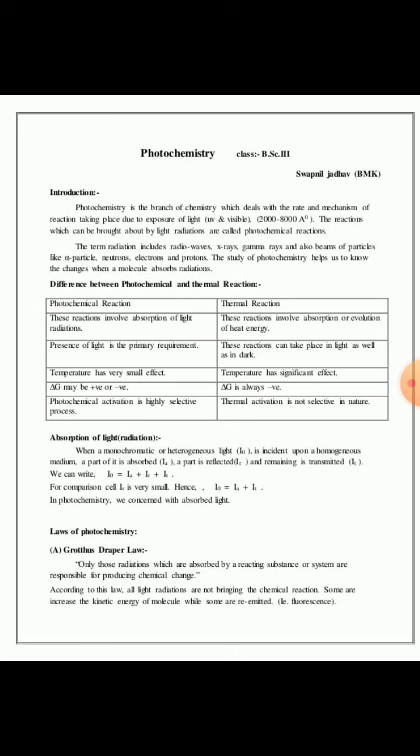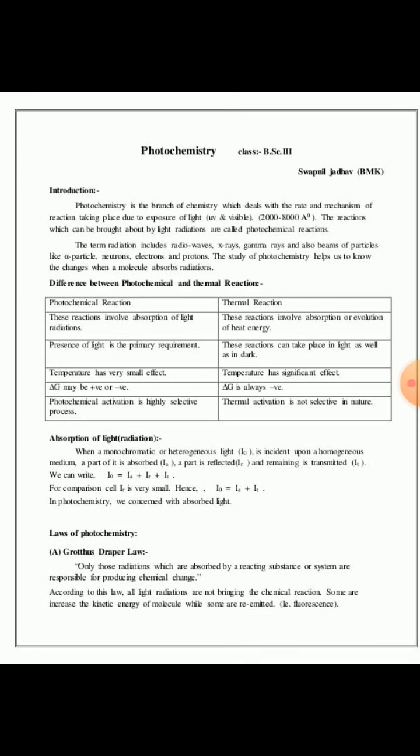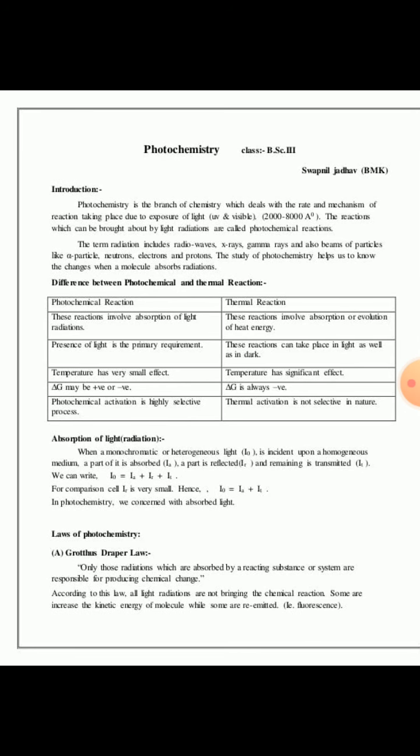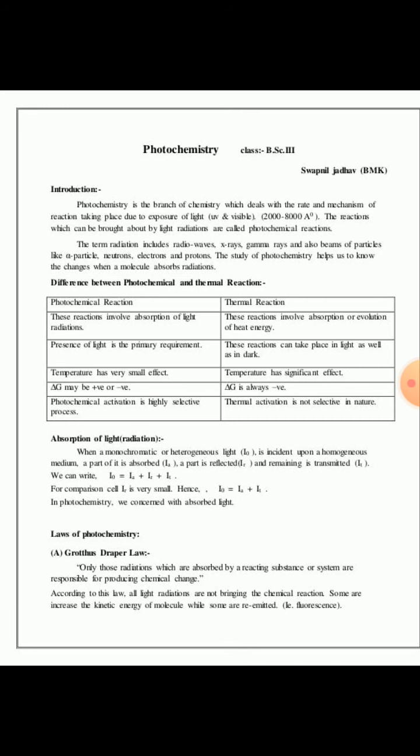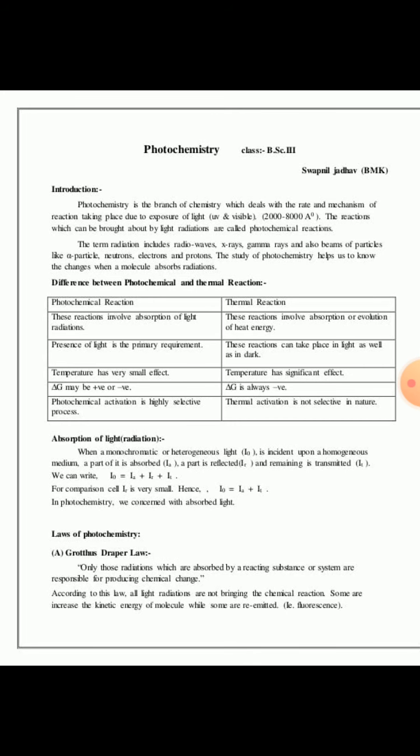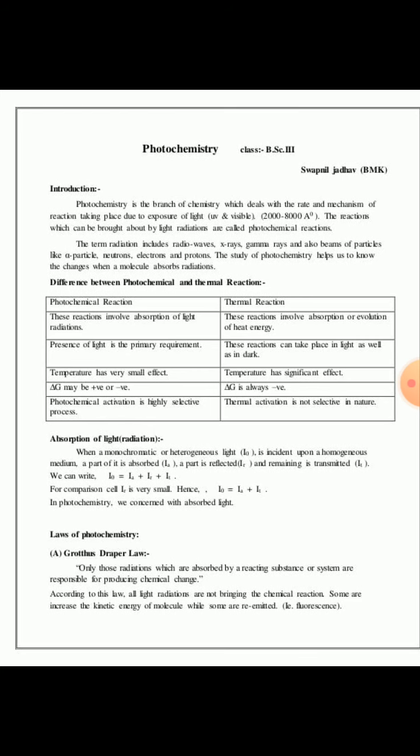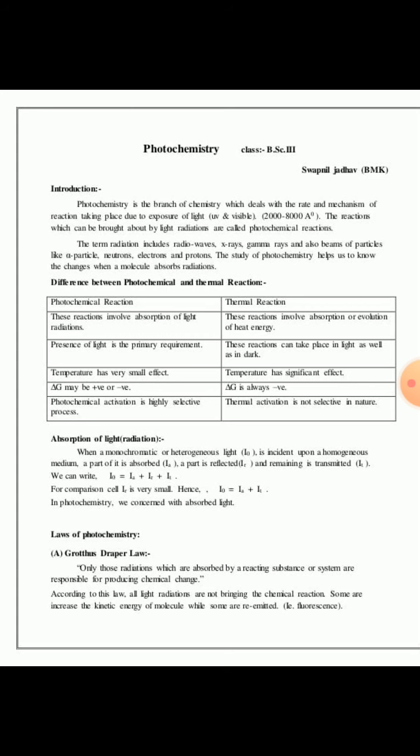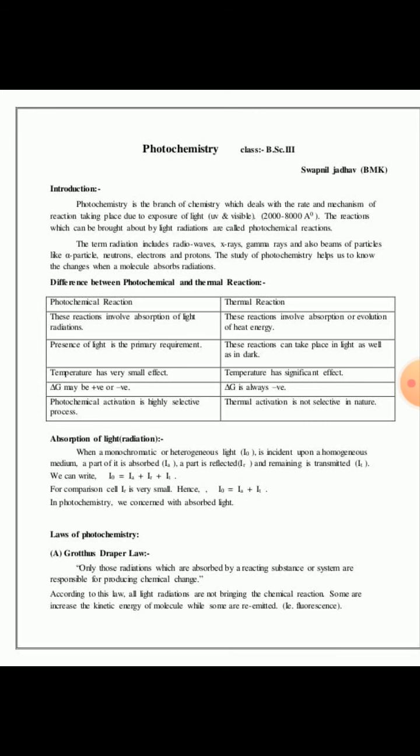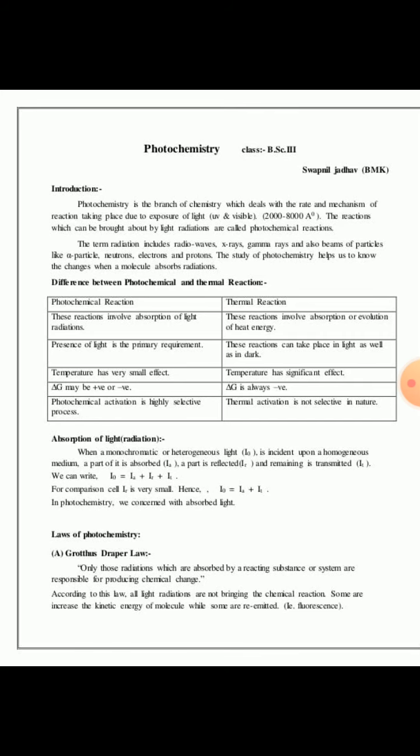When monochromatic or heterogeneous light is incident upon a homogeneous medium, a part of it is absorbed, a part is reflected and the remaining is transmitted. We can write I0, the total amount of light energy, is equal to IA plus IR plus IT. For a comparison cell, IR is very small, so we can write I0 is equal to IA plus IT. In photochemistry, we are concerned with absorbed light. So now we discuss the laws of photochemistry.